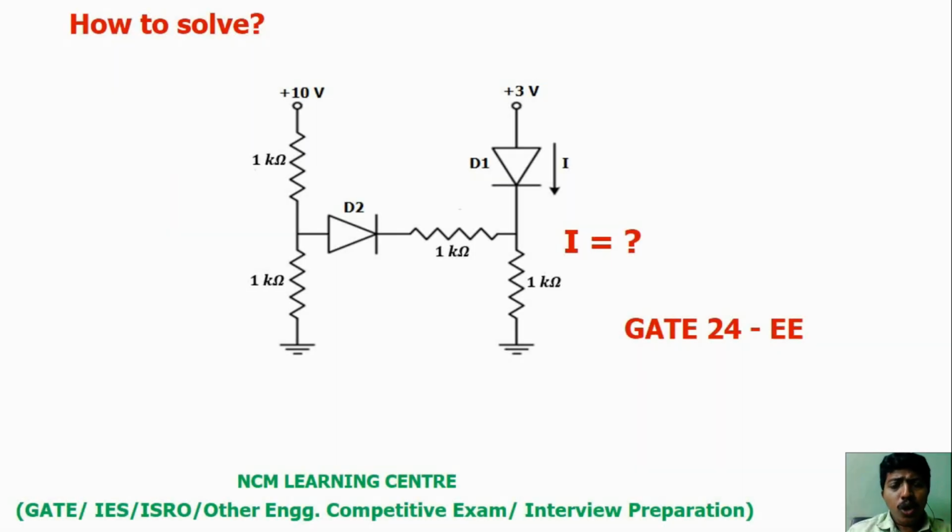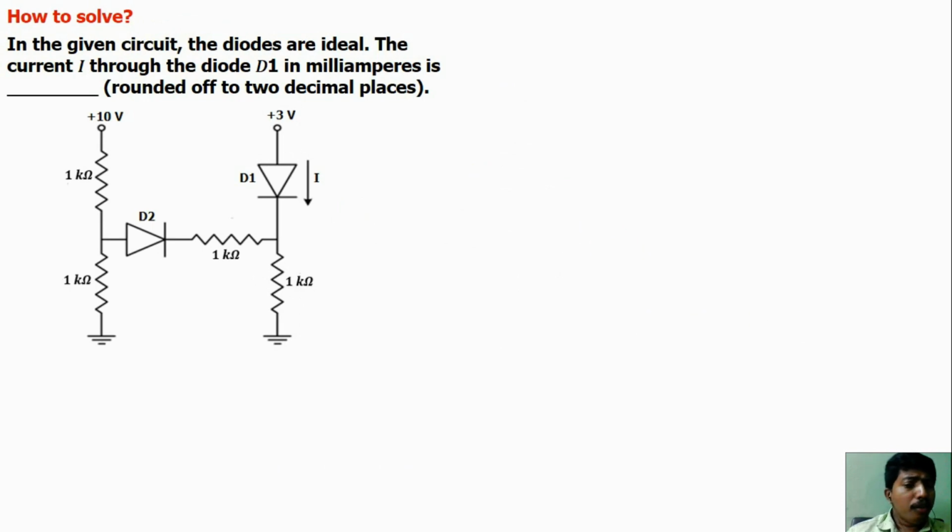In this video, we are going to solve these diode problems. This question is from GATE 2024 Electrical. Okay, we will solve these questions. The objective of the question is to find the current flowing through the diode D1 in milliamperes.